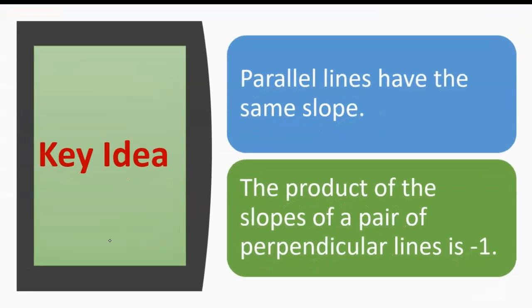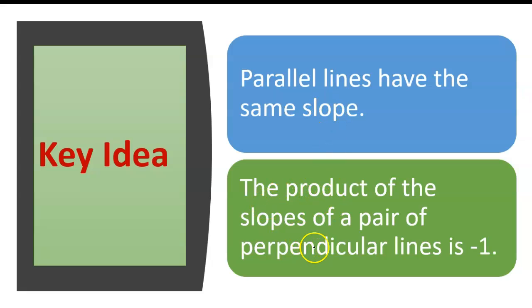Right. Okay, so another goal we have today is working with slopes of parallel lines and perpendicular lines. Your basic key idea here is to know that parallel lines have the same slope. If two lines are parallel, their slope must be the same. Their y-intercept may be different, but their slope will be congruent.